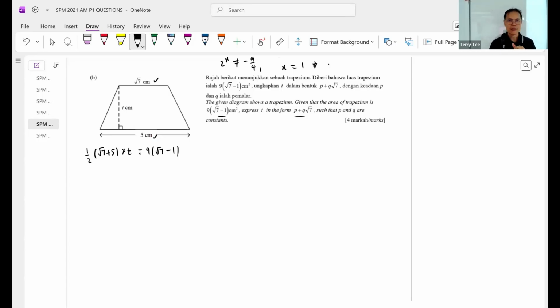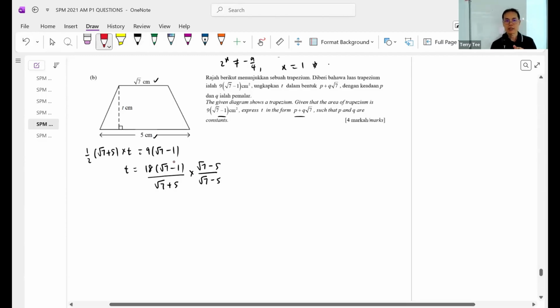Okay, I need to simplify this. So the 9 and 2 I times over is 18. Divide by root 7 minus 1 over root 7 plus 5. This is root 7 plus 5. Okay, I need to multiply top and bottom. We call it what? Rationalizing the denominator, with root 7 minus 5.